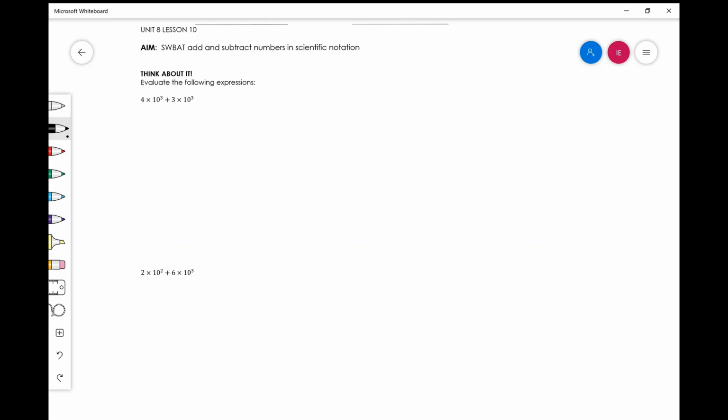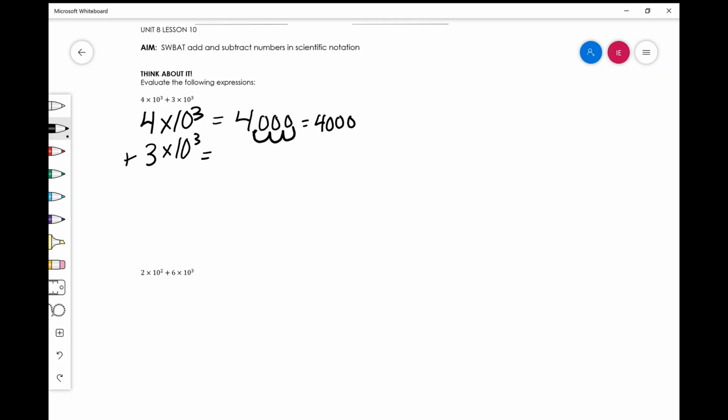I have 4 times 10 to the third power plus 3 times 10 to the third power. What can we do to add these numbers together? Let's first look at what these numbers are in standard form. If I have 4 times 10 to the third, I have my multiplier, and I'm moving my decimal place over 3 times. And I'm left with 4,000.